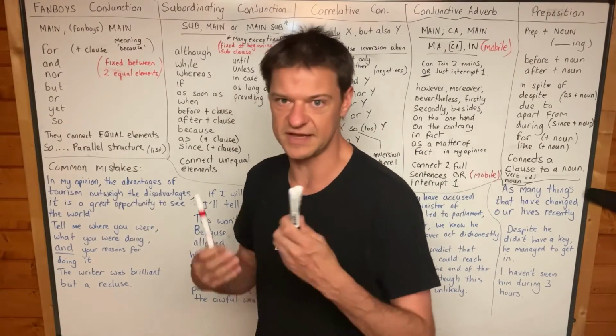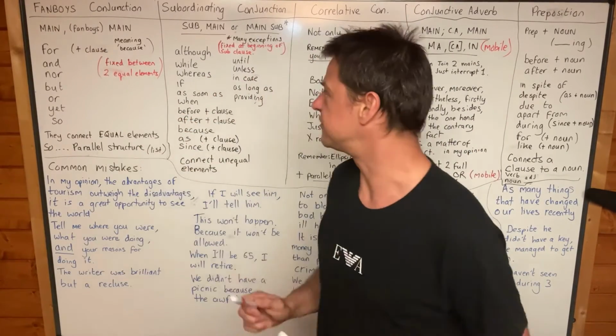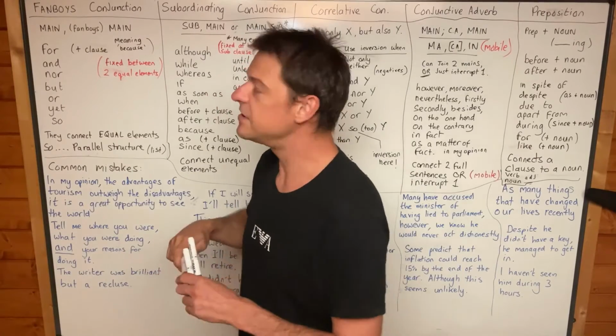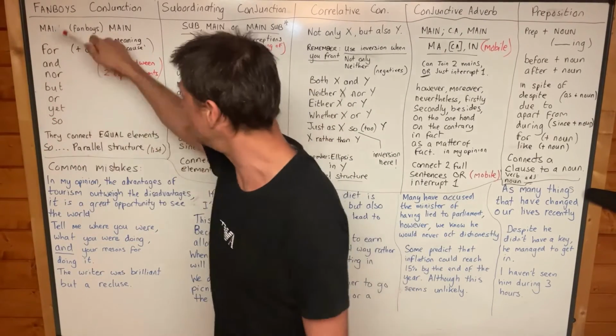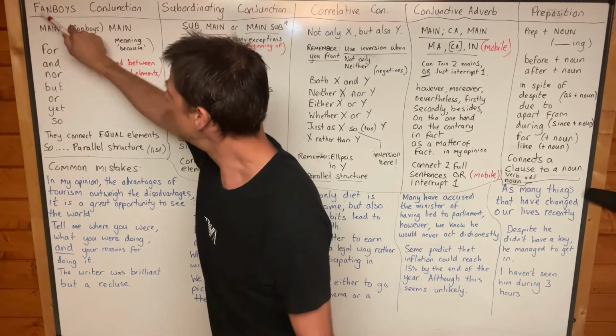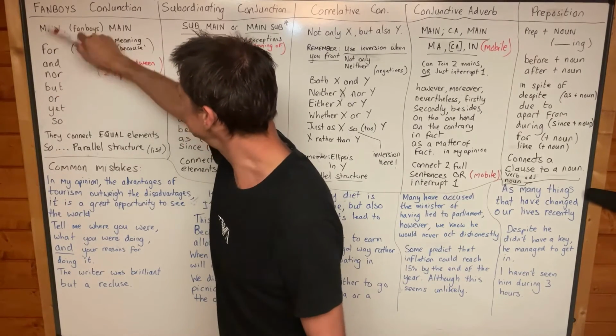I'll show you the common mistakes that I see in my classes. But firstly, we have the fanboys conjunctions, yeah? And fanboys, I'm glad to say there are only 7 of them. And fanboys is an abbreviation to help you remember them. For, and, nor, but, or, yet, and so.